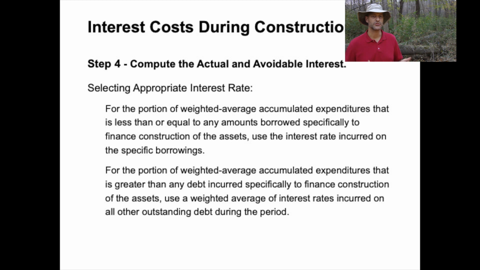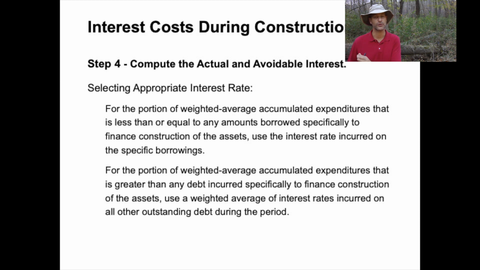There's 3 rates here. Remember, there was the specific debt we got that had one rate, and then there were 2 other notes and bonds of the company that had different rates. And this is why knowing which ones you get to take first is important. So in terms of selecting the appropriate interest rate, for the portion of the weighted average accumulated expenditures that are less than or equal to any amounts borrowed specifically to finance the construction of the asset, we use the interest rate incurred on the specific borrowings.